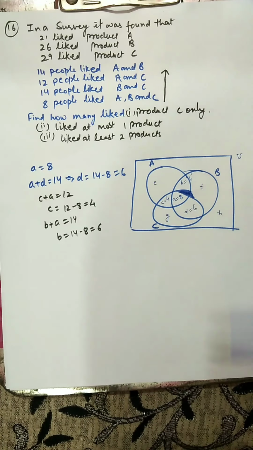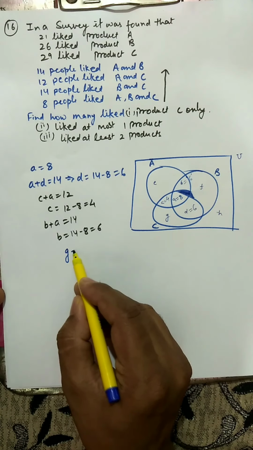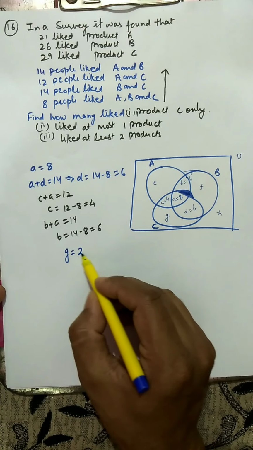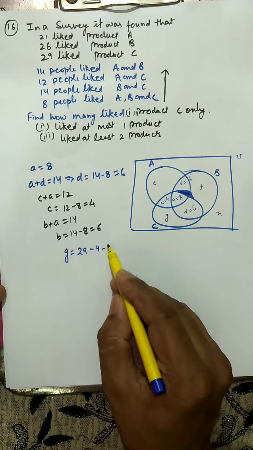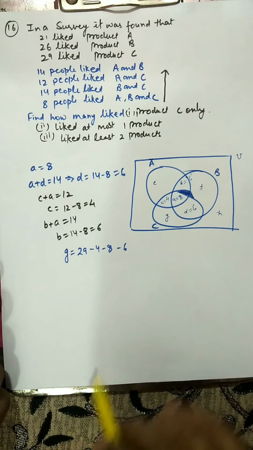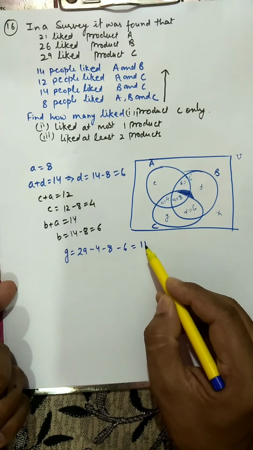Now back to this information. 29 liked product C. So 29 means what? You see that C has A, D, C, G. So this A plus D plus C plus G is given to you as 29. So we can find this value G directly as this complete one is 29. You can subtract this 4, this 8, and this 6 also. This is 4, 8, 12, 18.